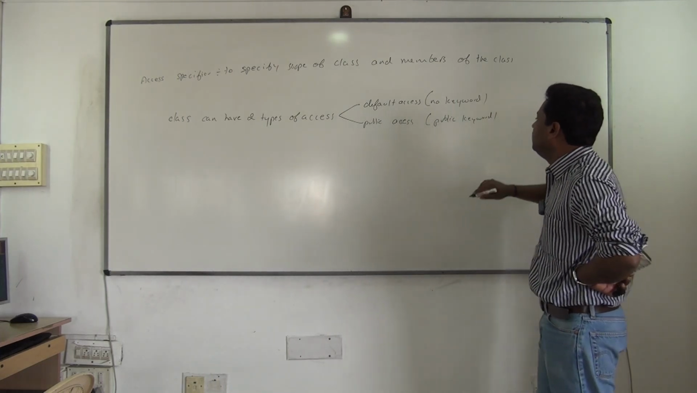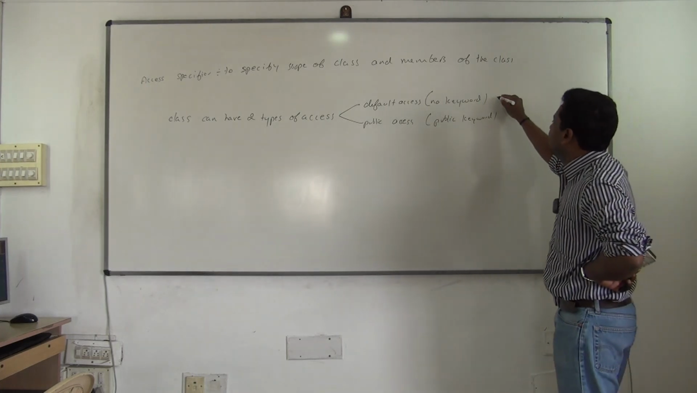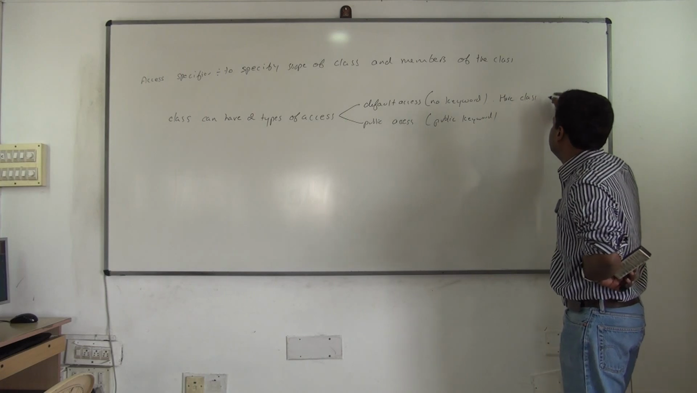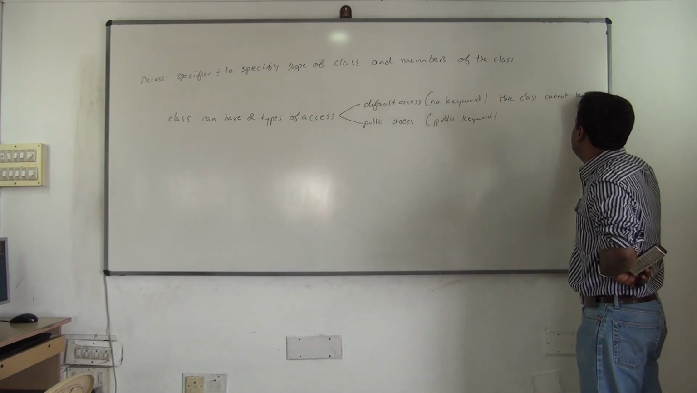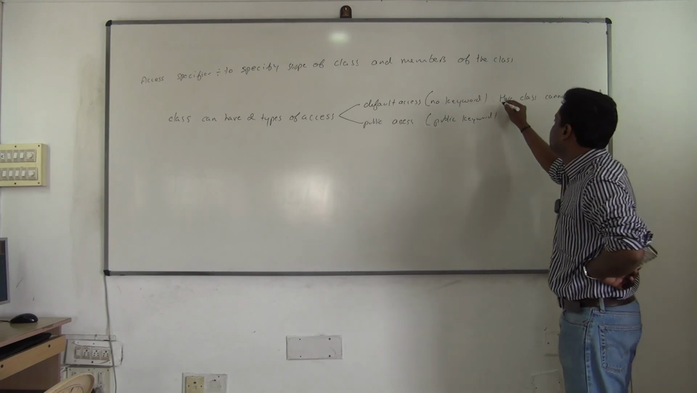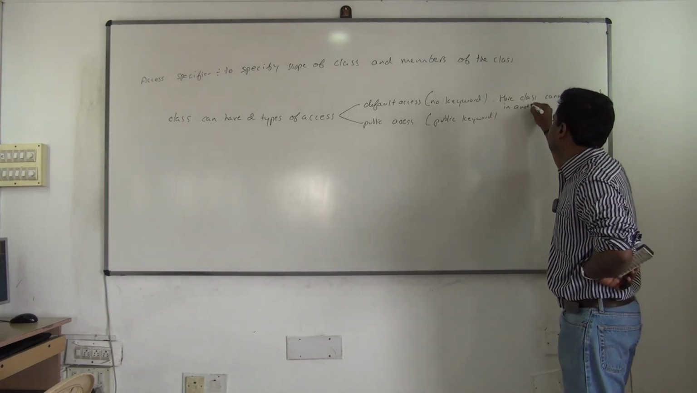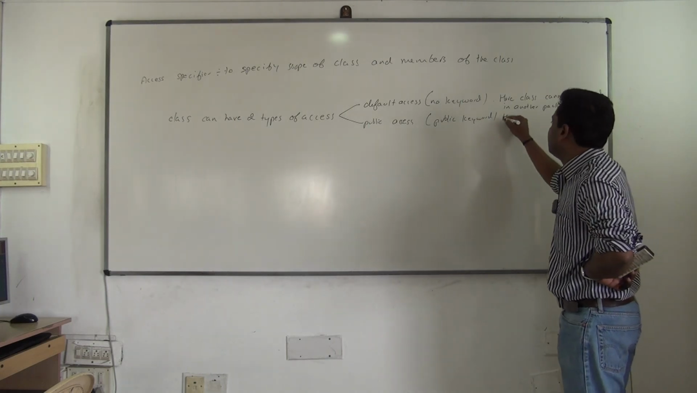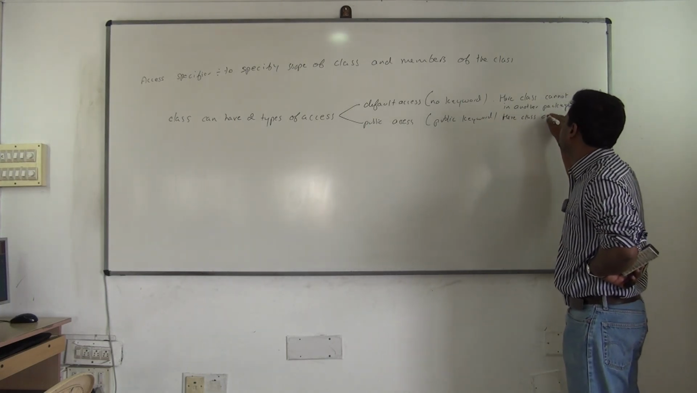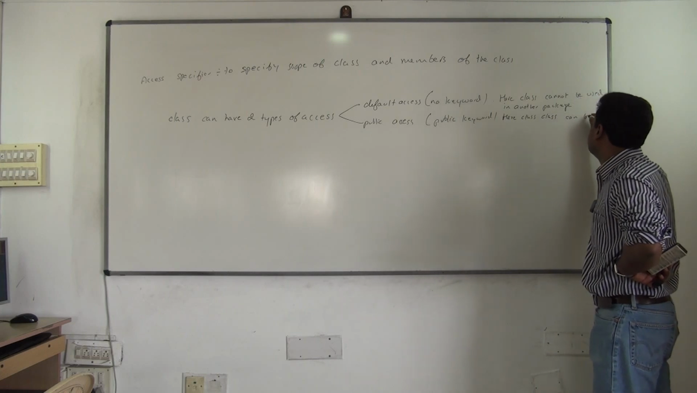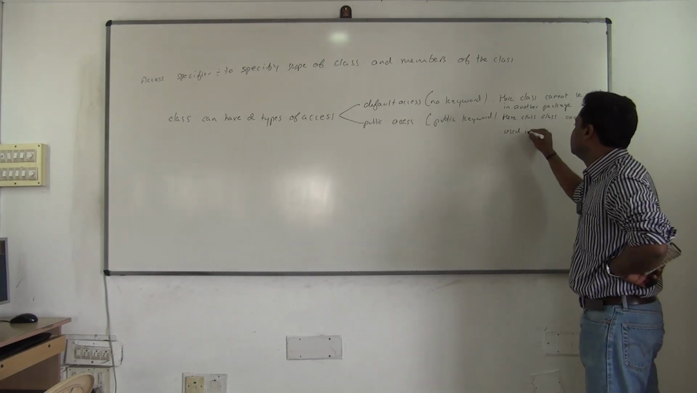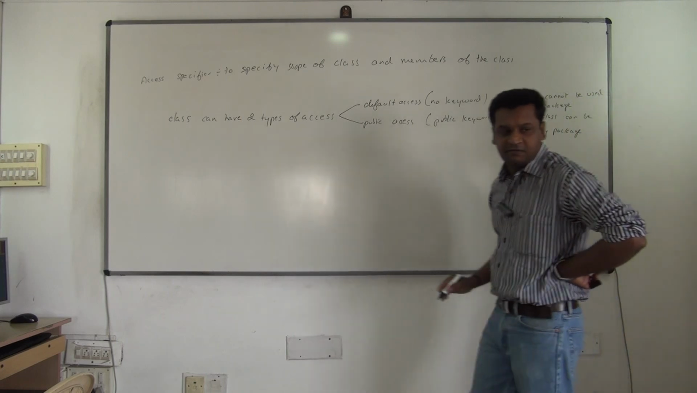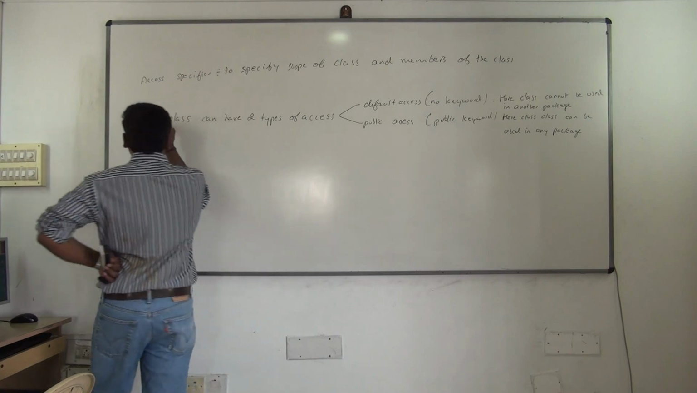Now what do you mean by default? Default access means the class cannot be accessed or used in another package. With public access, the class can be used in any package. So a class can have only two types of access. Clear? Now coming to the members of the class.